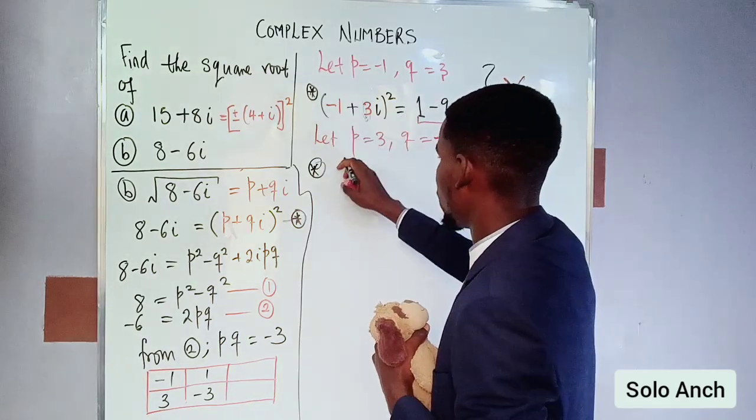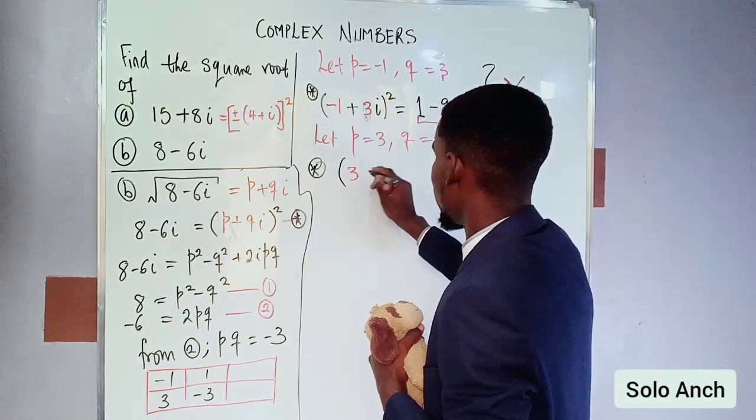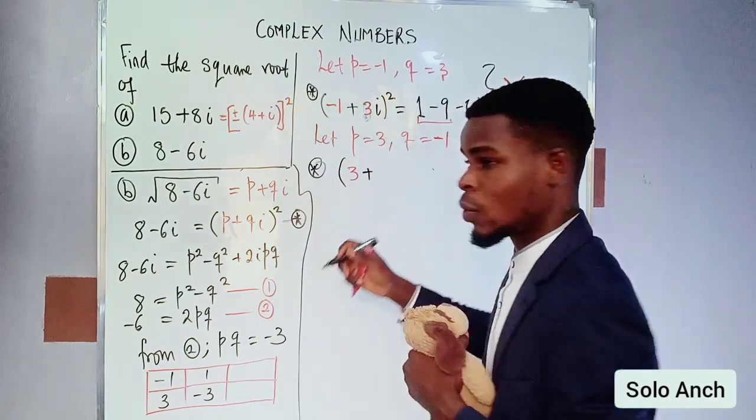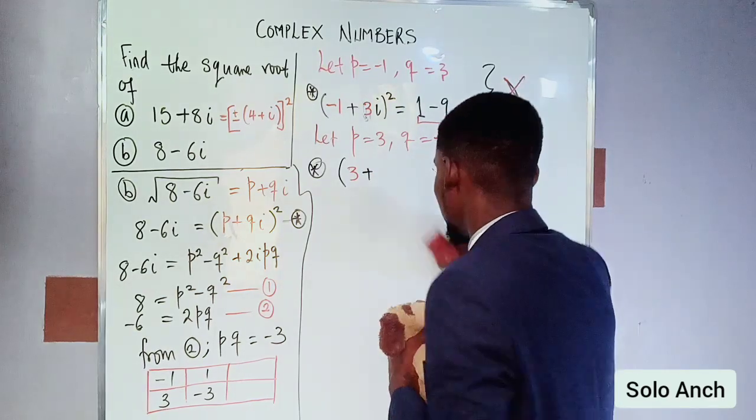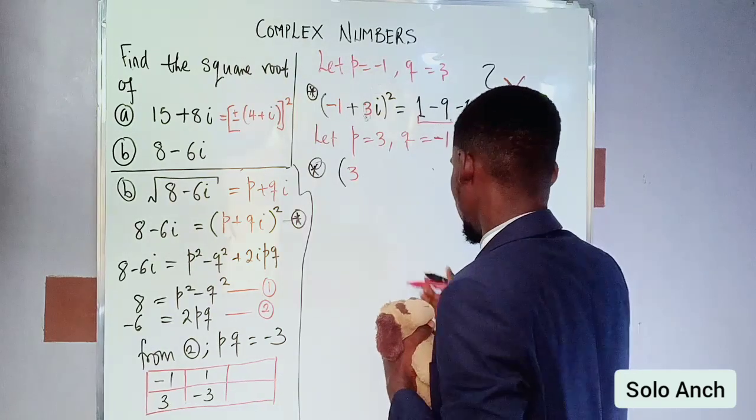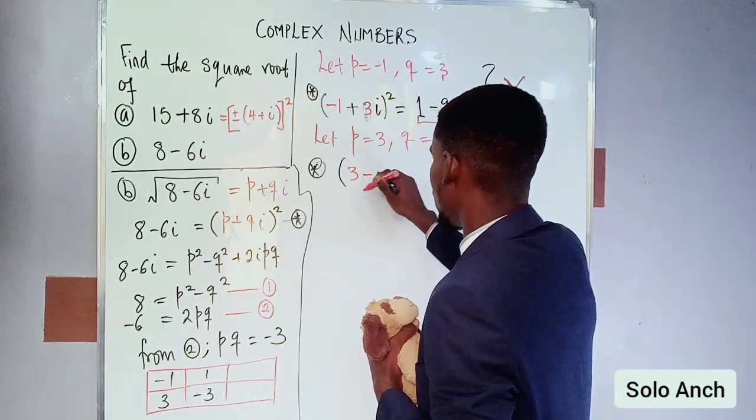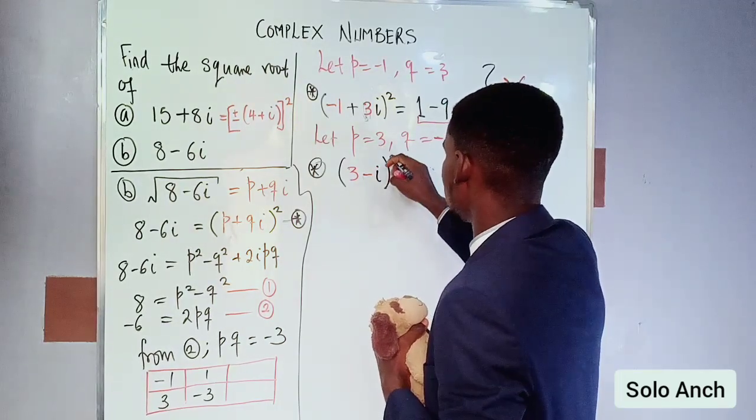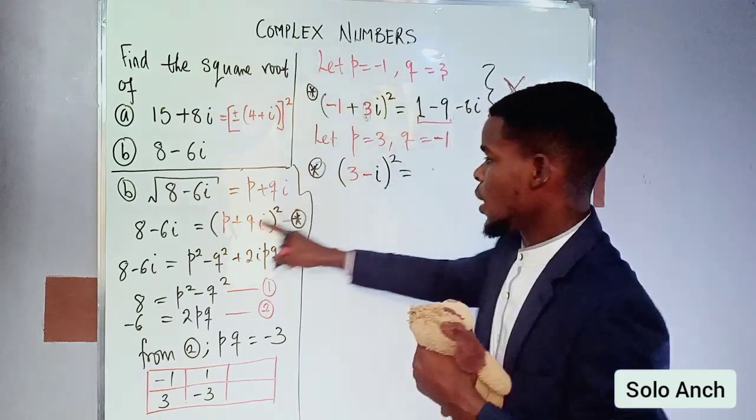Okay, so star becomes, in place of p, we're going to put in 3. We add it with, in place of q, we're going to put in -1. But that is -i, so let's just put the negative there, and then you put the i. Then we square this. Let's see if we're going to get 8 minus 6i.